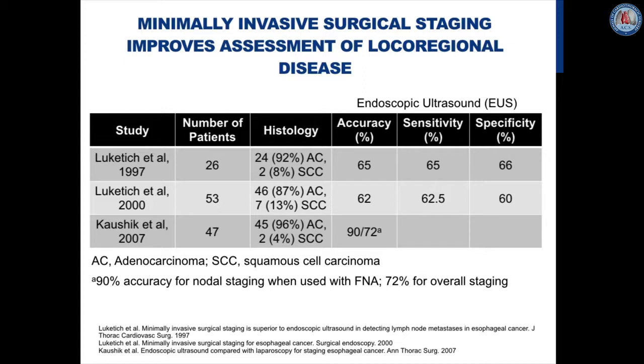This table summarizes the studies comparing the utility of endoscopic ultrasound and minimally invasive staging for the determination of nodal stage. The accuracy of EUS for nodal status is in the 60 to 70% range, but can jump up to 90% with the addition of fine needle aspiration. The sensitivity of endoscopic ultrasound is around 60 to 65%, meaning that this test detects nodal disease in about 2/3 of cases when present.